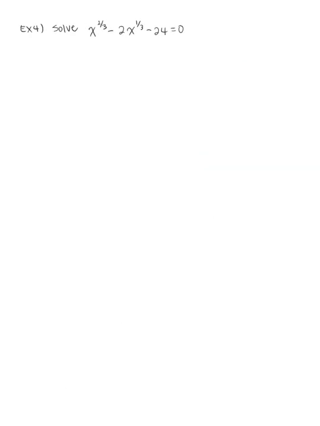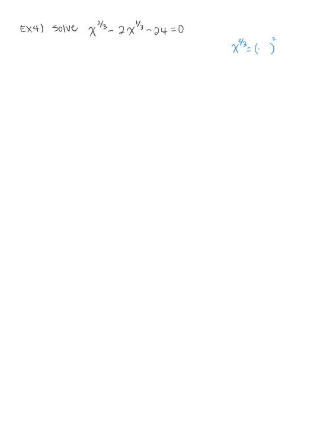All right, now let's take a look at something like this. Solve x to the 2/3 minus 2 times x to the 1/3 minus 24 equals 0. So again, we need to rewrite this in terms of a quadratic equation. So let's take a look. Let me just try to rewrite x to the 2/3 as something squared.